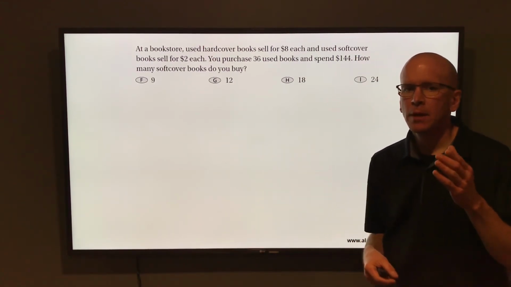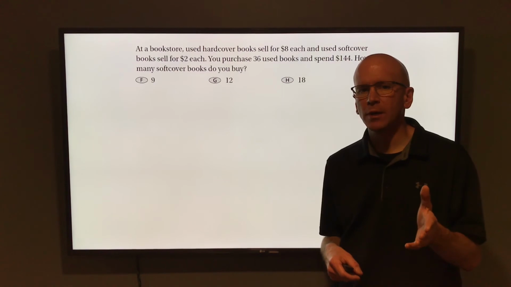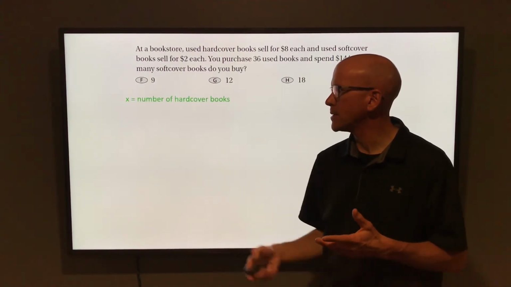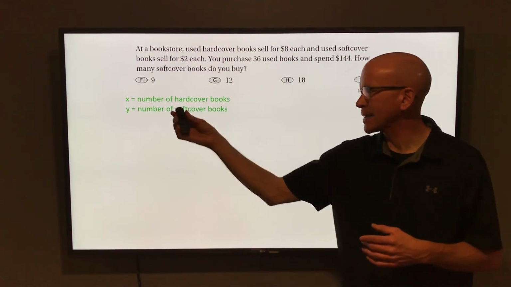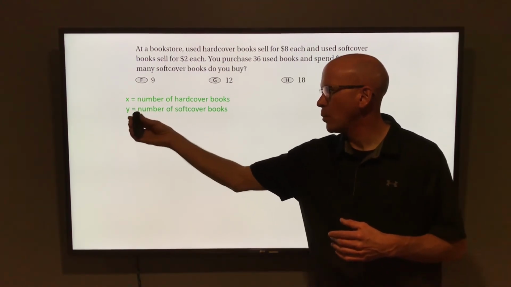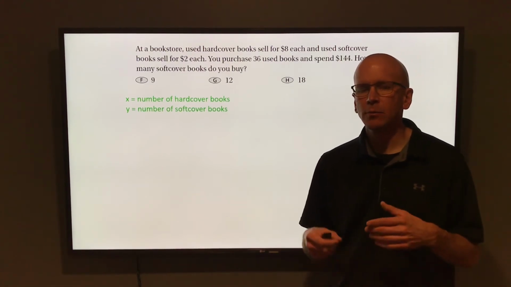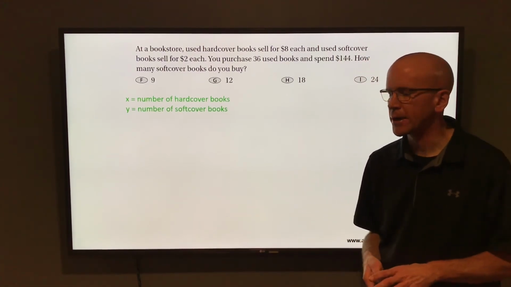Now remember, let the variable represent what you're looking for, what you're trying to find. You don't know how many hardcover books you bought. You don't know how many softcover books you bought. So x is going to be the number of hardcover books. y is going to equal the number of softcover books. Now we need to make two equations. We're going to solve that system of two equations for x and y.